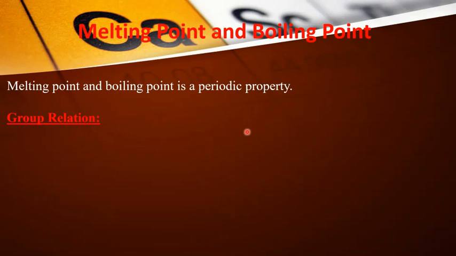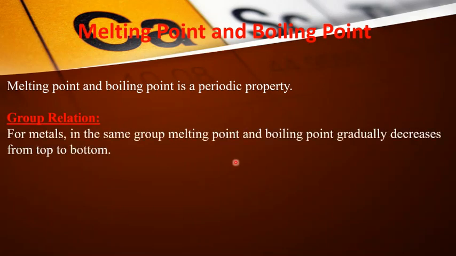That means the change of melting point and boiling point occurs for metals and non-metals in different ways. Look here, for metals in the same group, melting point and boiling point gradually decrease from top to bottom. For example, if you take the first group, then the melting point and boiling point of lithium is the highest, then sodium, potassium, cesium, and francium has the least melting point and boiling point.